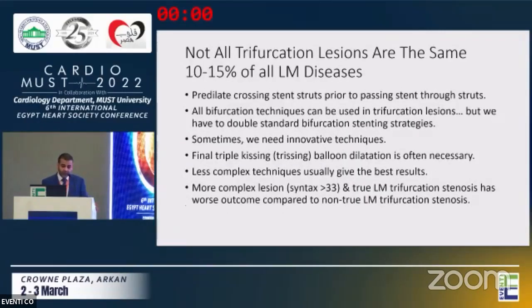Trifurcation lesions are about 10 to 15% of all left main diseases. Pre-dilatation and crossing to the stent is very important. All bifurcation techniques can be used, and we may need innovative ones. We can use this nice wire tracing balloon in spite of kissing, and less complex techniques usually get the best results.